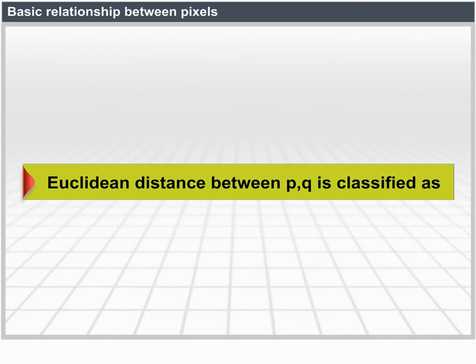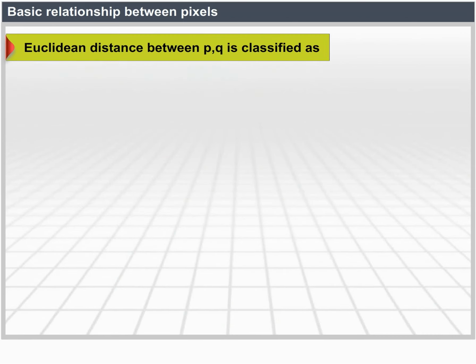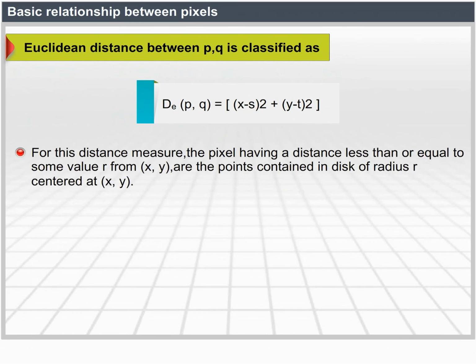The Euclidean distance between P and Q is defined as De(P, Q) equals the square root of (x minus s) squared plus (y minus t) squared. For this distance measure, the pixels having a distance less than or equal to some value r from (x, y) are the points contained in a disk of radius r centered at (x, y).